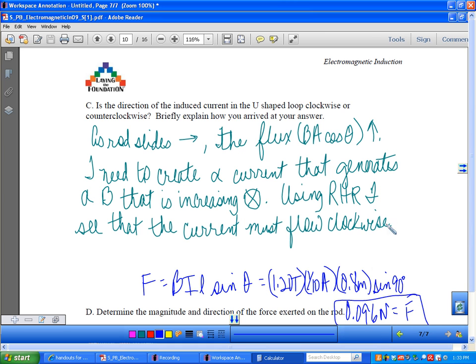I want the direction. So if the loop is being pulled to the right, then I need a force that acts to oppose that motion, because that's what Newton's law tells me that I need. And there's my force.